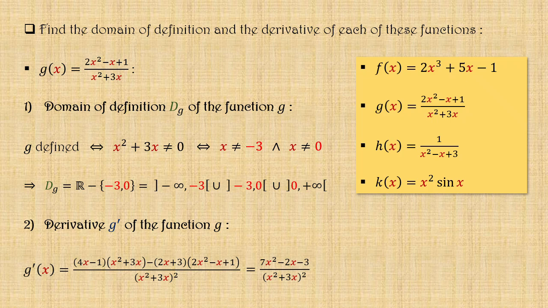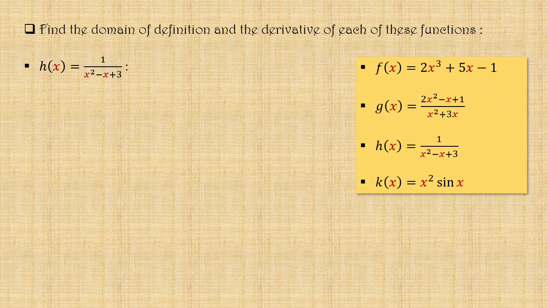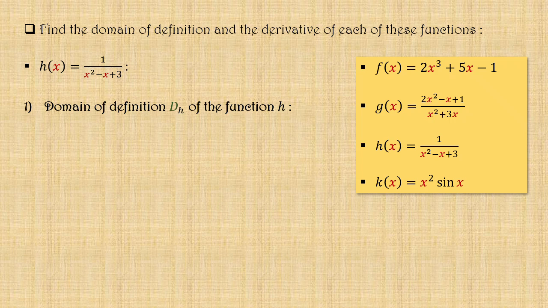Now let's move on to the function h. For the domain of definition of the function h, which we note Dh, as the function h is a rational function of which the denominator is x^2 - x + 3, it's not defined if this polynomial denominator equals 0. However, if we calculate the discriminant delta of the polynomial x^2 - x + 3, we find that it equals -11, which is a strictly negative value, which means that this polynomial is strictly positive and never equals 0, whatever the real value of the variable x is.